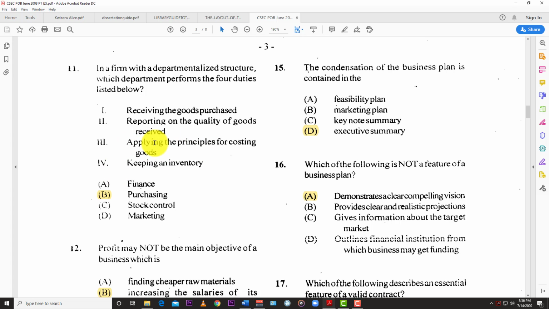They're not really in charge of receiving the goods or reporting the quality. So the best answer is B, purchasing.